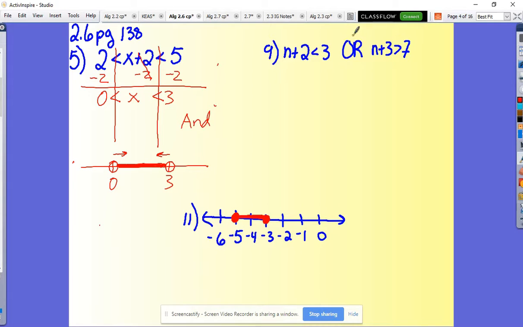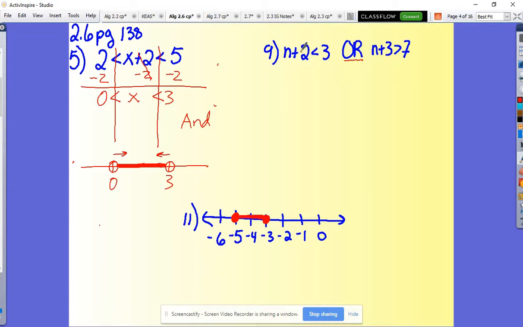An OR statement is just going to tell you it's an OR statement. It's not going to look like this one over here. So here we've got an OR statement. This one we have n plus 2 is less than 3, or n plus 3 is greater than 7. All right, just solve them like two separate equations.